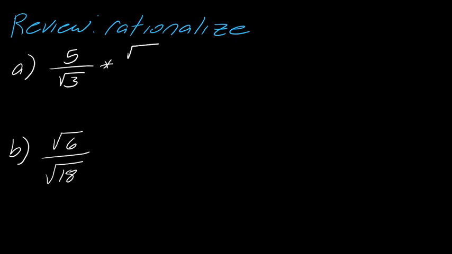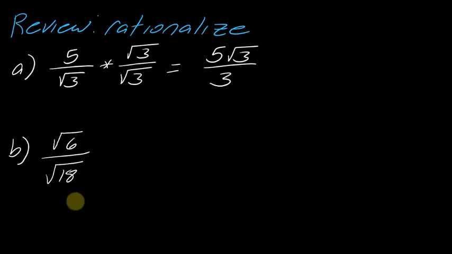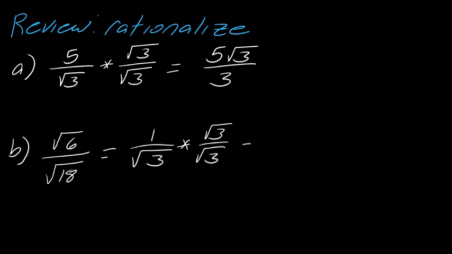So for this first one, you just want to multiply the top and bottom by the square root of 3. So this would give me 5 times the square root of 3 over 3. And then for this other one, notice I could actually simplify here. I could divide the top by 6 and the bottom by 6. So this will simplify to 1 over the square root of 3. And then I can rationalize that to get the square root of 3 over 3.